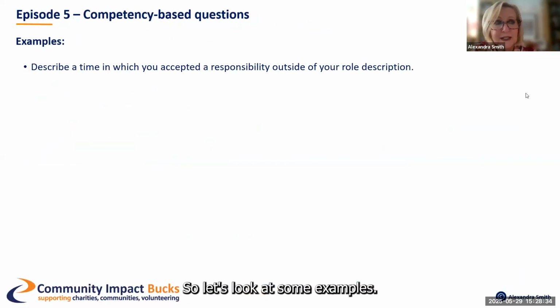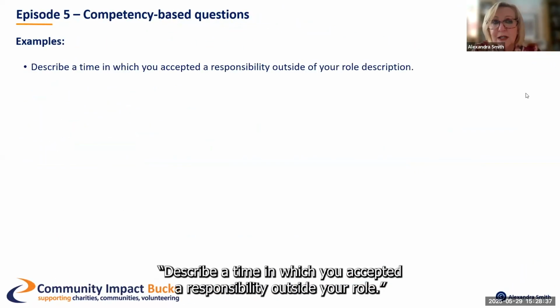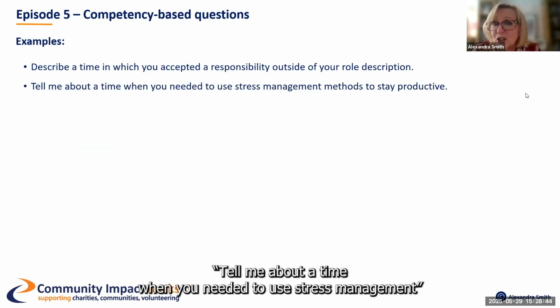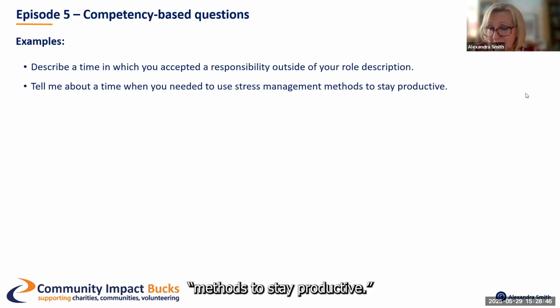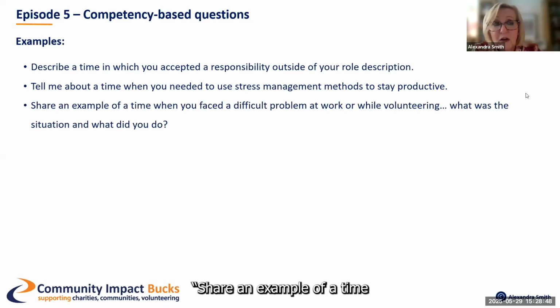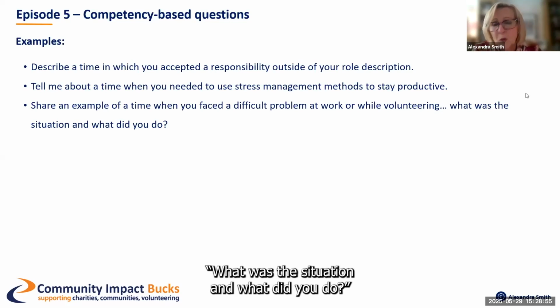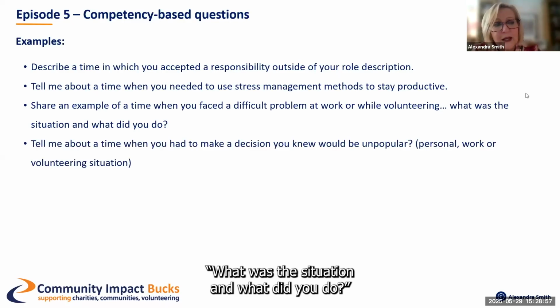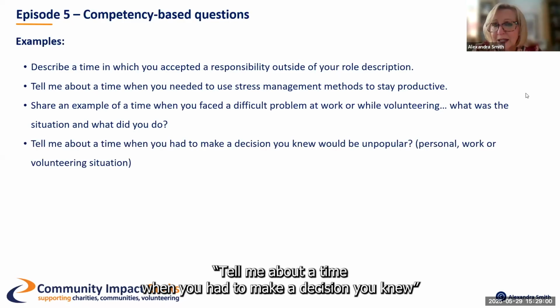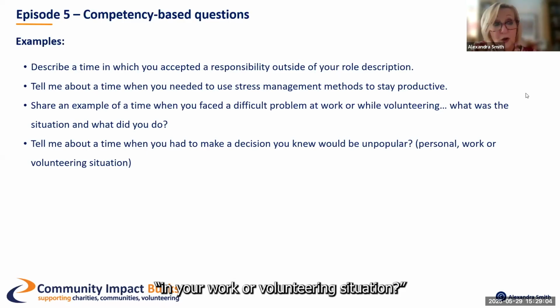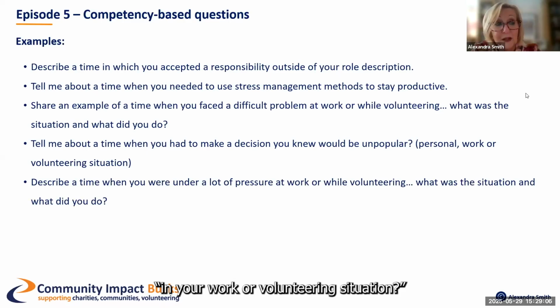So let's look at some examples. Describe a time in which you accepted a responsibility outside your role description. Tell me about a time when you needed to use stress management methods to stay productive. Share an example of a time when you faced a difficult problem at work or while volunteering. What was the situation and what did you do? Tell me about a time when you had to make a decision you knew would be unpopular, either in your personal life or in your work or volunteering situation.